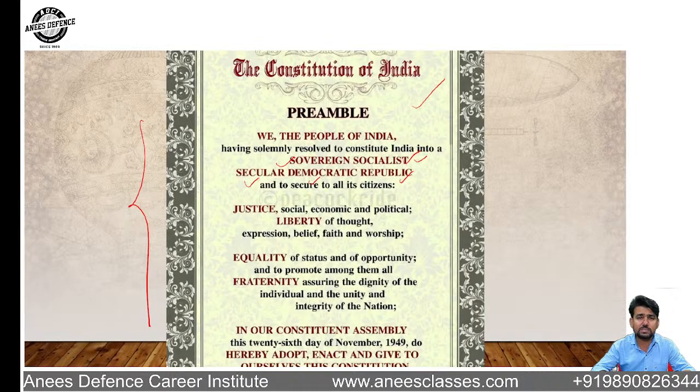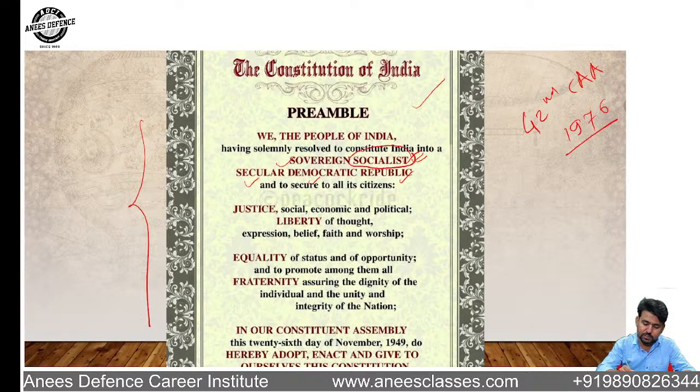Right? This is sometimes also known as democratic socialism, and that is what we have adopted in our constitution. However, the word socialist was not there in the original constitution, but we added this word later by way of the 42nd Constitutional Amendment Act, 1976. In this year, the word socialist was added into the preamble. It means earlier the word socialist was not part of the preamble.